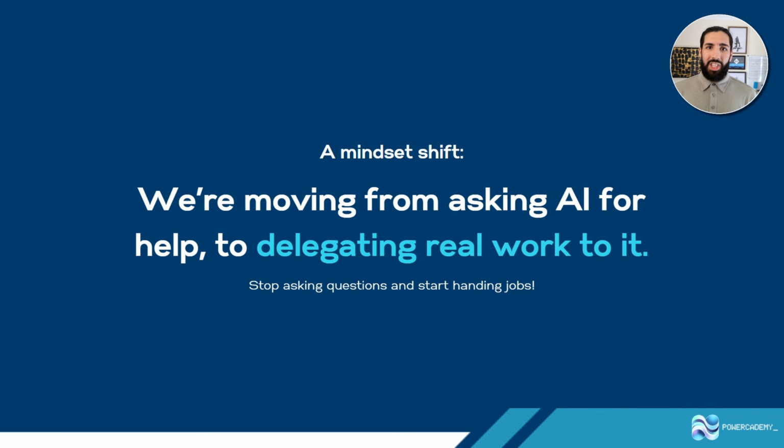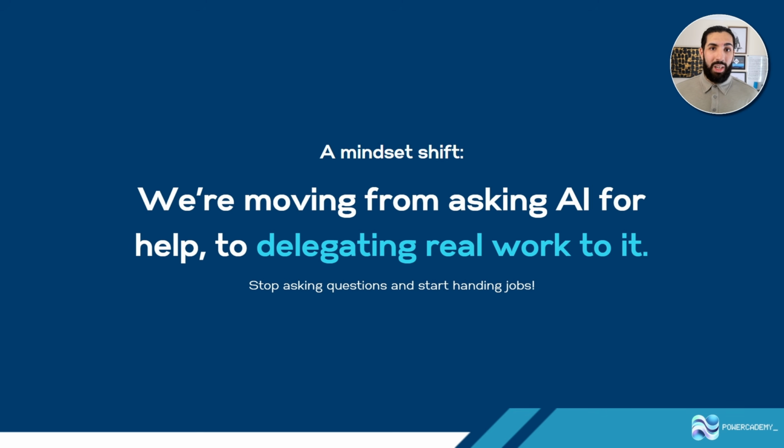So here's the mindset shift that we want here, right? We're moving from asking AI to help to delegating real work to it. And when we're delegating things, it's much different than being there and steering the AI within a conversation, right? When we're delegating something, we're giving it our trust. We're giving it the ability to go and complete something end to end.